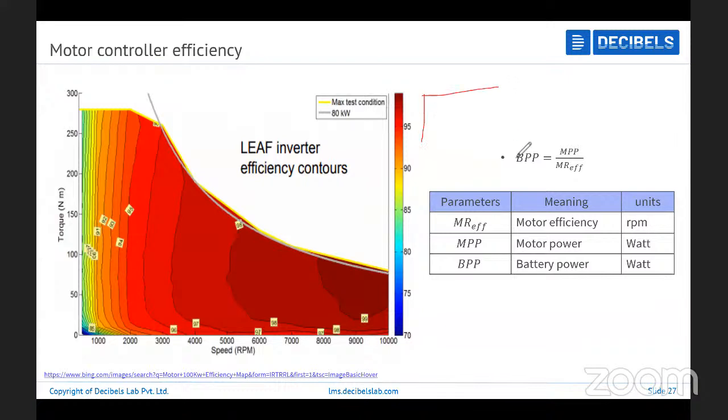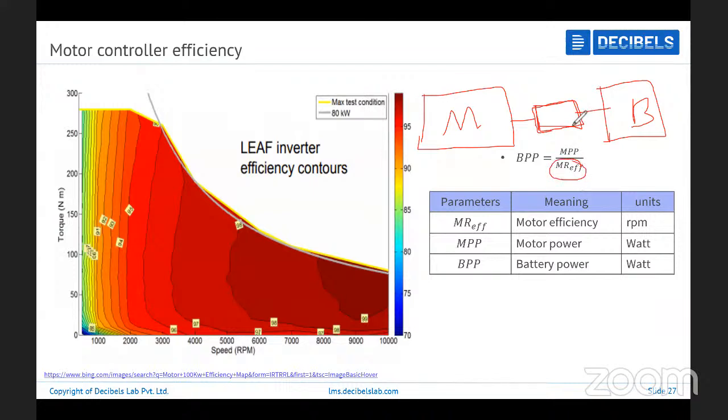Between the motor and the battery there will be another component, the motor controller, which comes under power electronics. A lot of components will be there in the motor controller, so there will be some losses while converting two phase current into three phase, DC to AC. If you consider the motor controller loss, you can get to know what is required at the battery side.